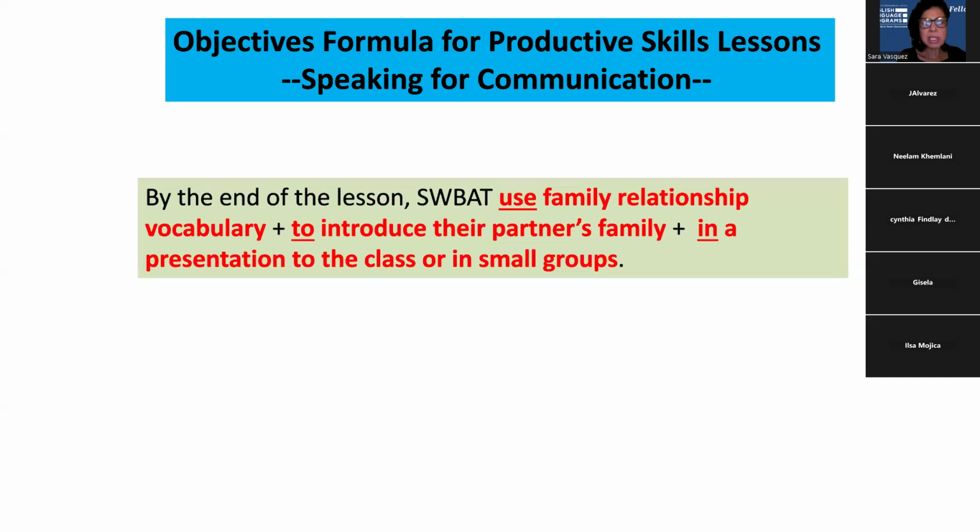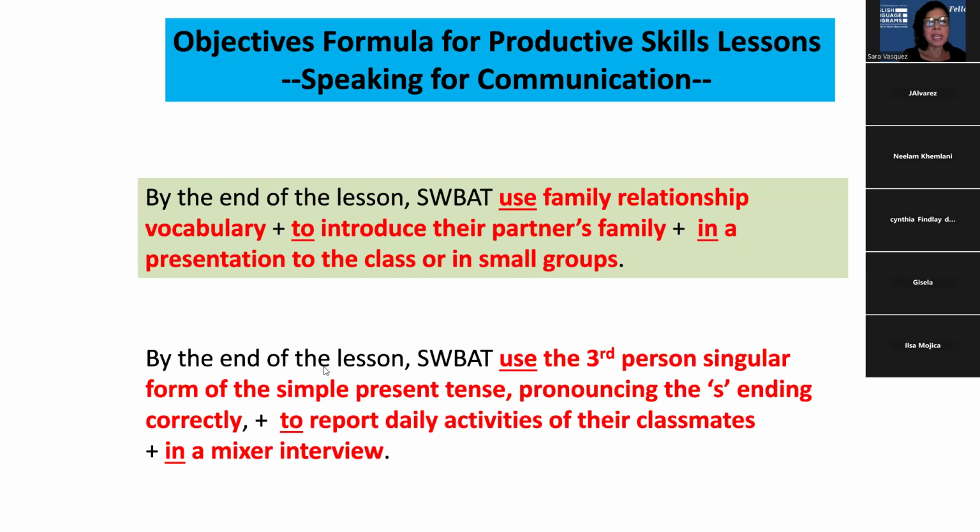In what situation? In a presentation to the class or in small groups. Okay, so that's one example of how we can create a SWOBAT simple objective, learning objective for our students.